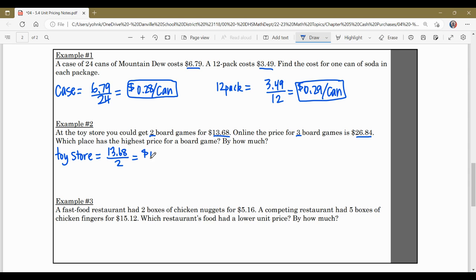This tells me that it's $6.84 per game. So that's if I go to the store. If I shop online, I can pay $26.84 for three board games. Well, this comes out to a unit price of $8.95 per game. So in this situation, which place has the highest price for the board game? Online definitely has the highest.